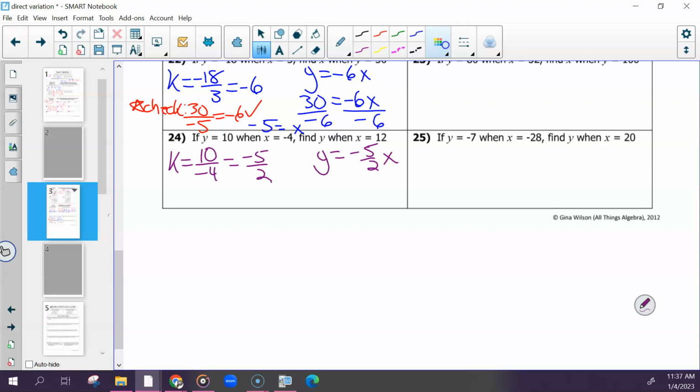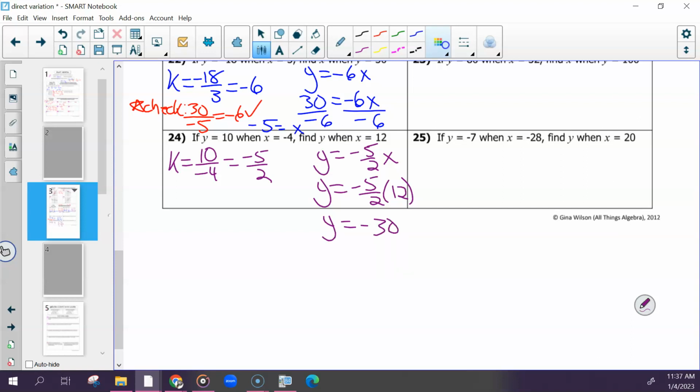In the second part, find y when x is 12. We don't know y, but we know x is 12. Put 12 in for x. Someone multiply that. Tell me what you get. Negative 30.